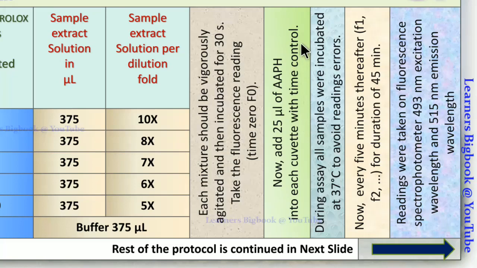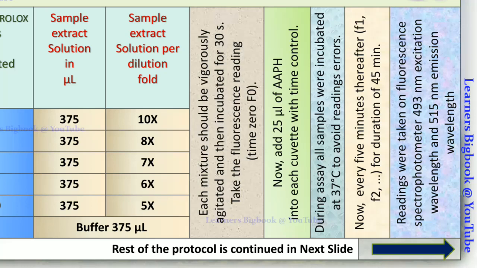After adding the AAPH, you are going to agitate the containers properly, and wait for the reaction to take place between the antioxidant and the AAPH, and the fluorescein and the AAPH. This has to be given 5 minutes of time. After 5 minutes you are going to take the fluorescent reading again. That will be F5, 5 being the 5 minutes after adding the AAPH of 25 microliters.